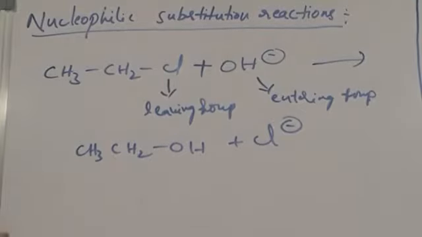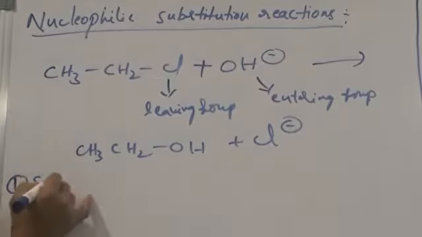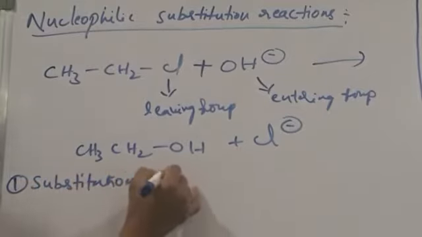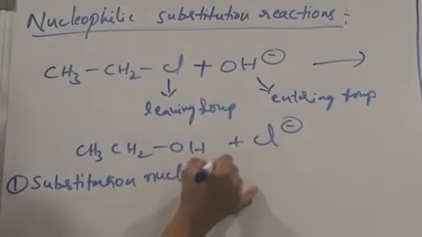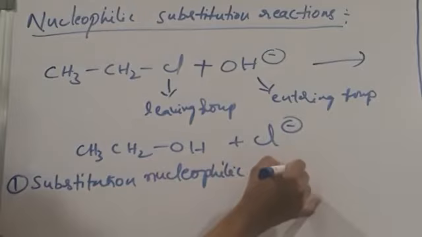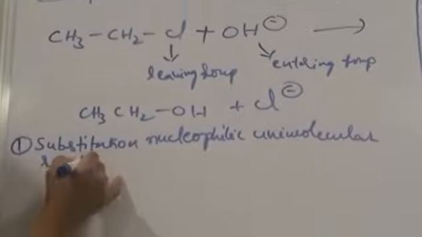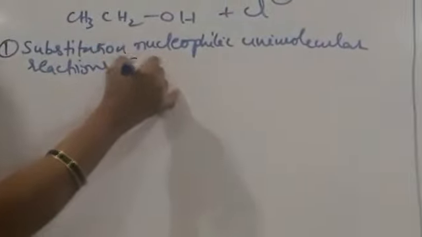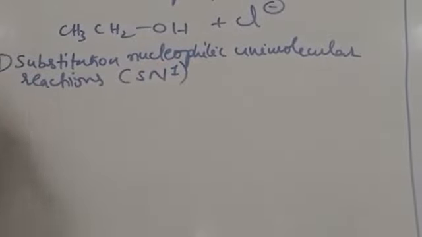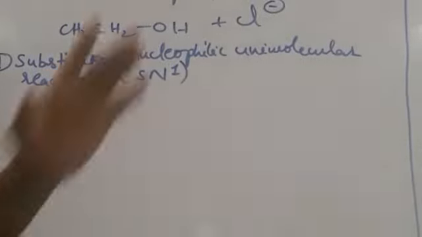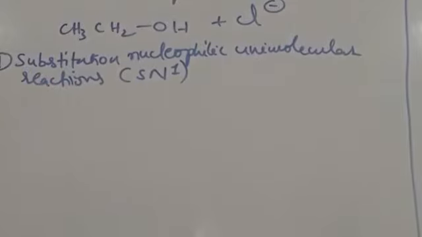And nucleophilic substitution reactions are of two types. Okay? Number one, substitution nucleophilic unimolecular reactions, which are also called SN1 reactions. And the second type of reactions are substitution nucleophilic bimolecular reactions, which are called SN2 reactions.